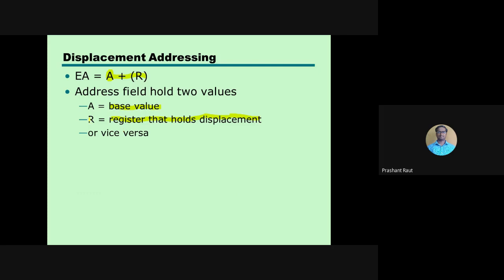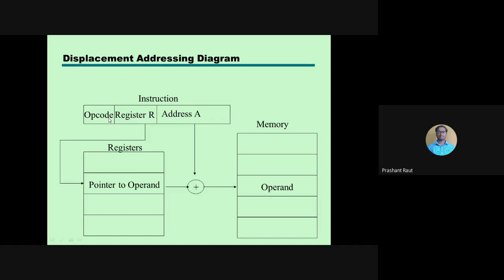Vice versa means the register will contain the base address value, and the address field A will contain the offset. So you can interchange these. R can hold the base value and A can hold the displacement. Diagrammatically, see here, this is the type where we use displacement addressing.